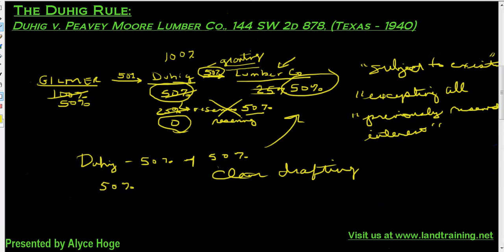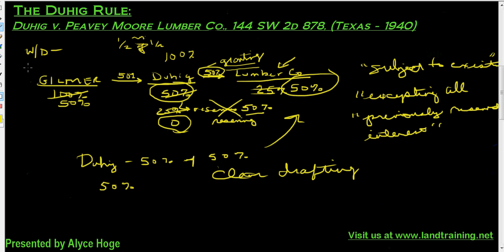So the bottom line is, these are the red flags when you are trying to decide whether Duhig applies. First of all, is there a double fraction, half of half, or half reserving half, I'm sorry. Is there an overconveyance where someone gives 50% and keeps 50% and they only had 50%? That's going to be your first clue that this might be Duhig. The second is, is this a warranty deed or a special warranty deed? That's the only time that Duhig is going to apply. It does not apply in a quitclaim deed. It does not apply in an oil and gas lease.